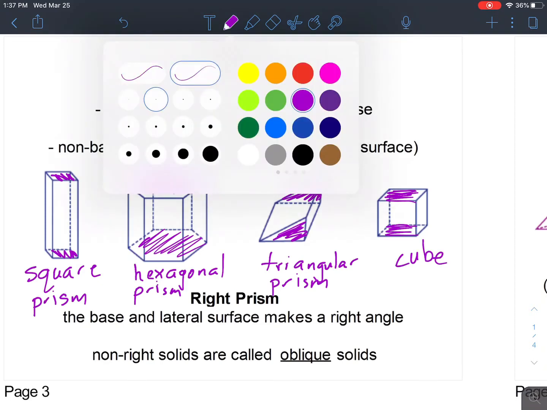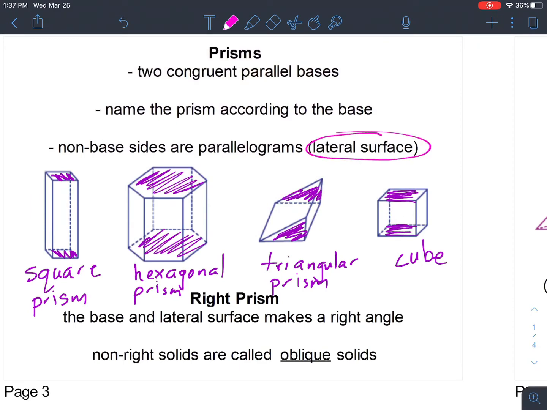Now, one thing I skipped over here is the lateral surface. That is going to be all of the, I shouldn't have said sides, I should have said faces that are not a base. So for example, the rectangle in the back, and then this one right here, those are all the faces that make up the lateral surface. Same with this one here, and so on.